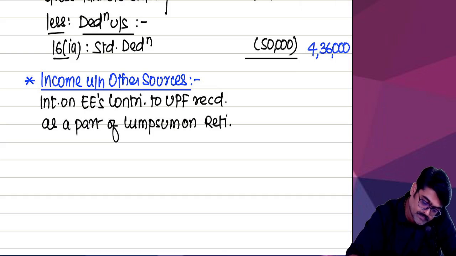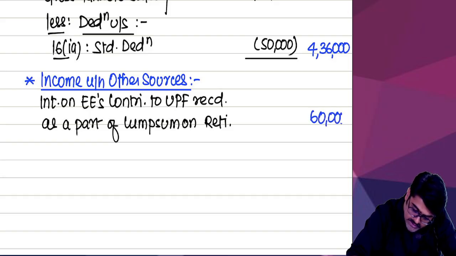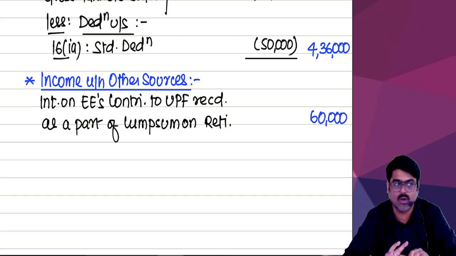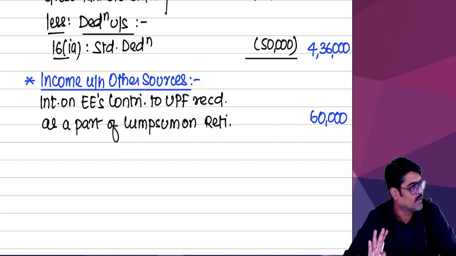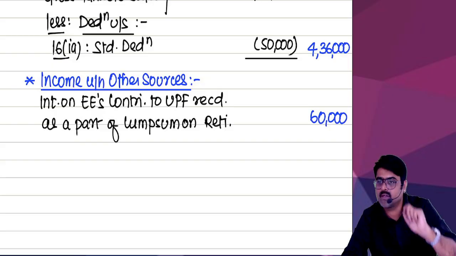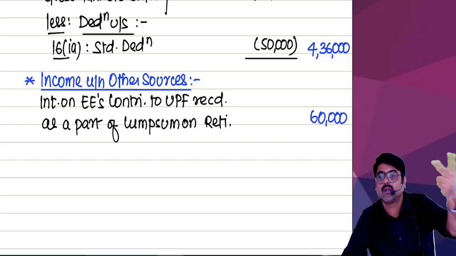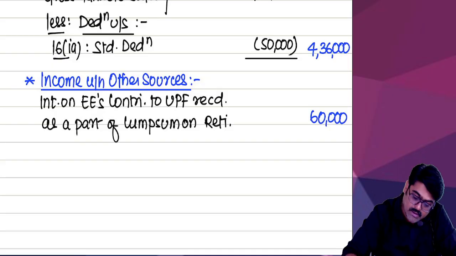How much? Directly in the outer column, blue color. That is the total of my IFOS head also, because this is the only income under the head IFOS. So the IFOS head total will be 60,000 only. I will directly write that amount in the outer column. All the 5 heads are done. 3 heads are nil, 2 heads are giving me income. Now I will total.